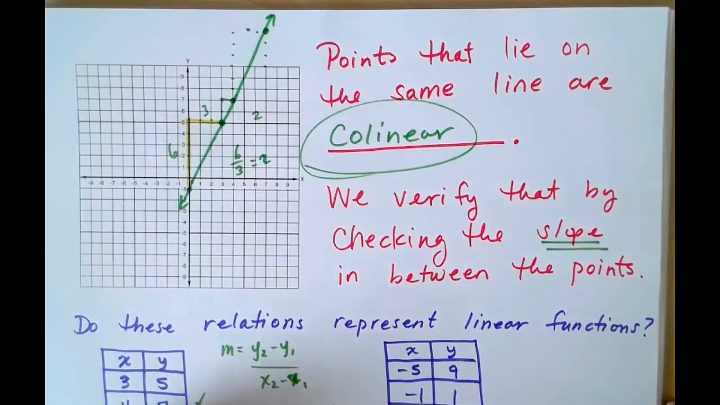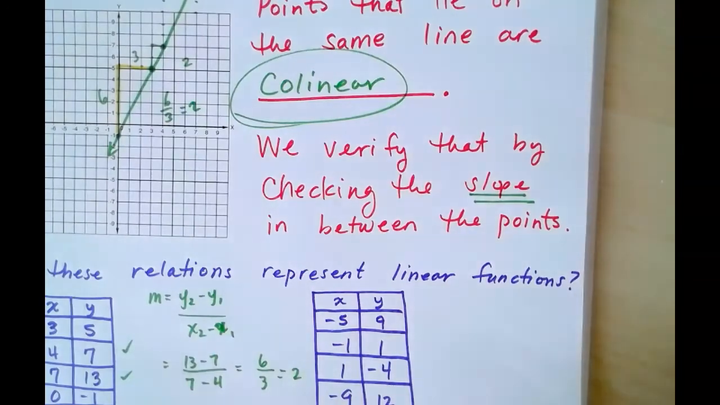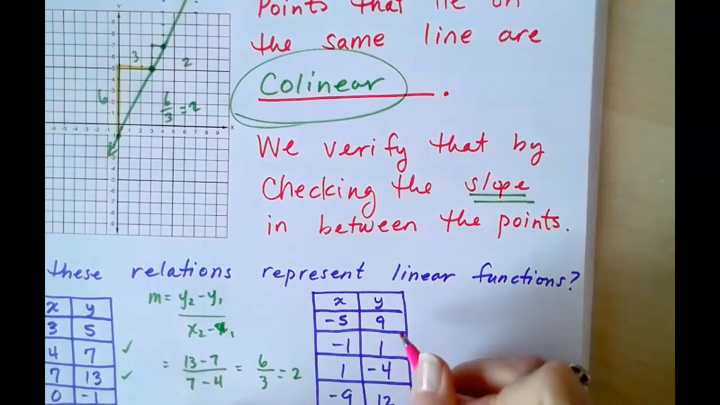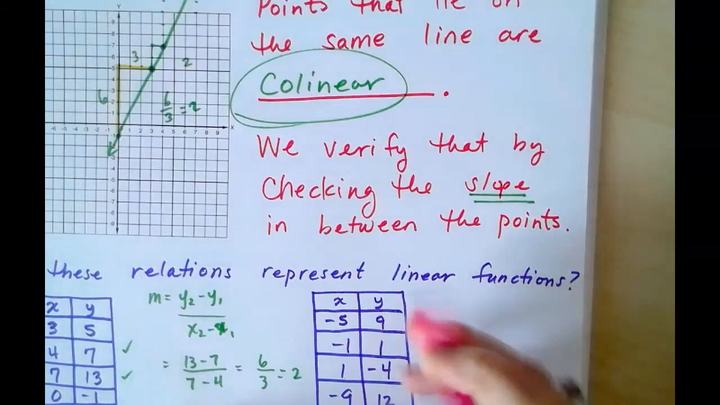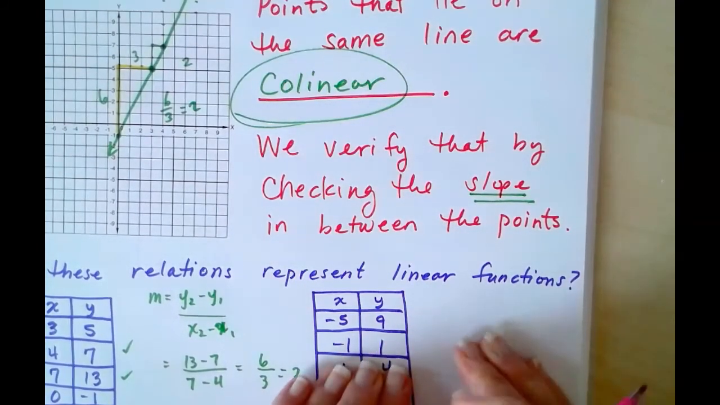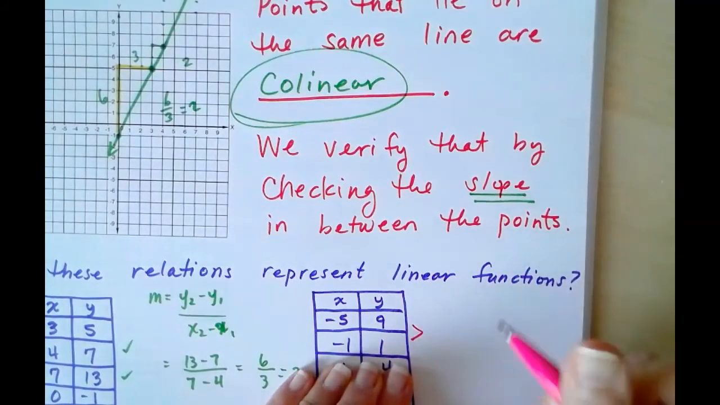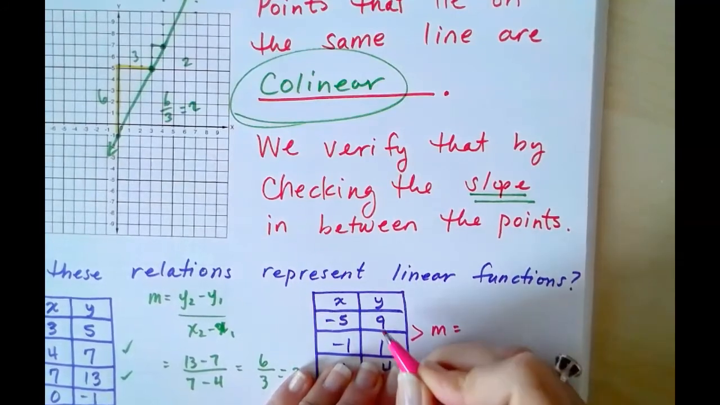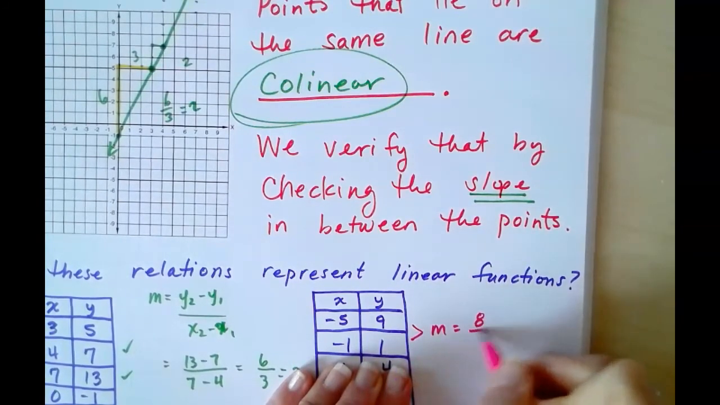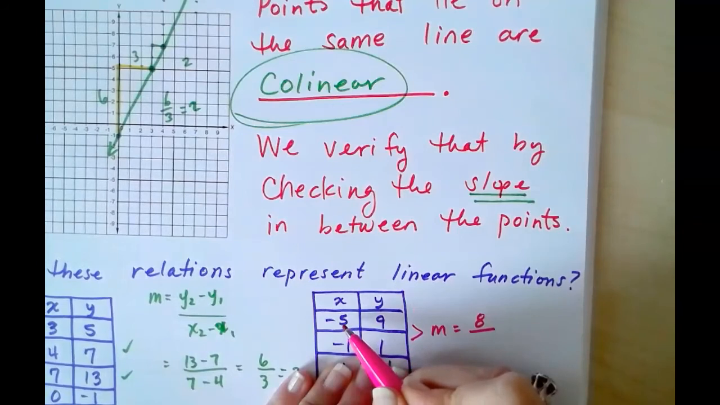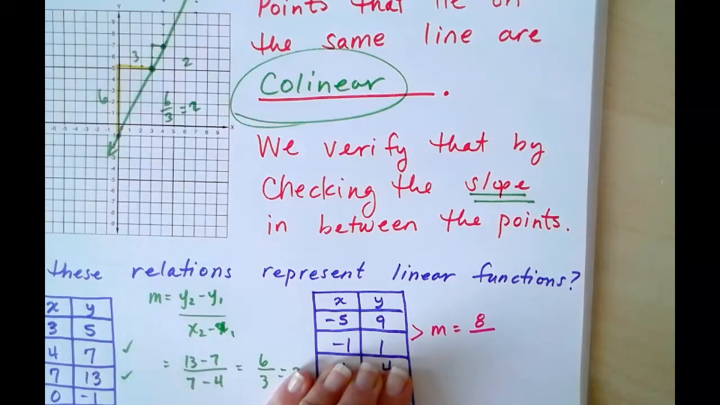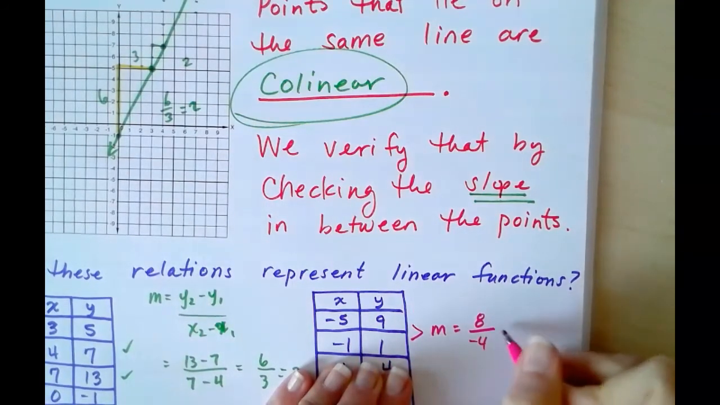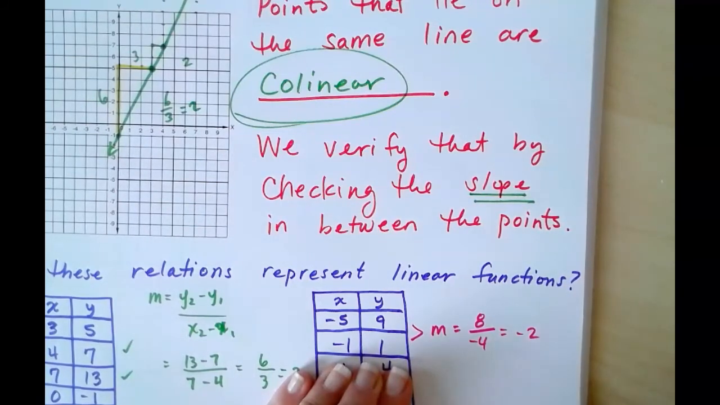Let's check the other one. This time, we'll just use the slope formula very quickly and check and see if we have consistent slope in between the points. So let's go. They're already lined up on top of each other. So let's find the slope in between these 2 points. So 9 minus 1 is 8. Negative 5 minus negative 1 is negative 4. That gives us a slope of negative 2.